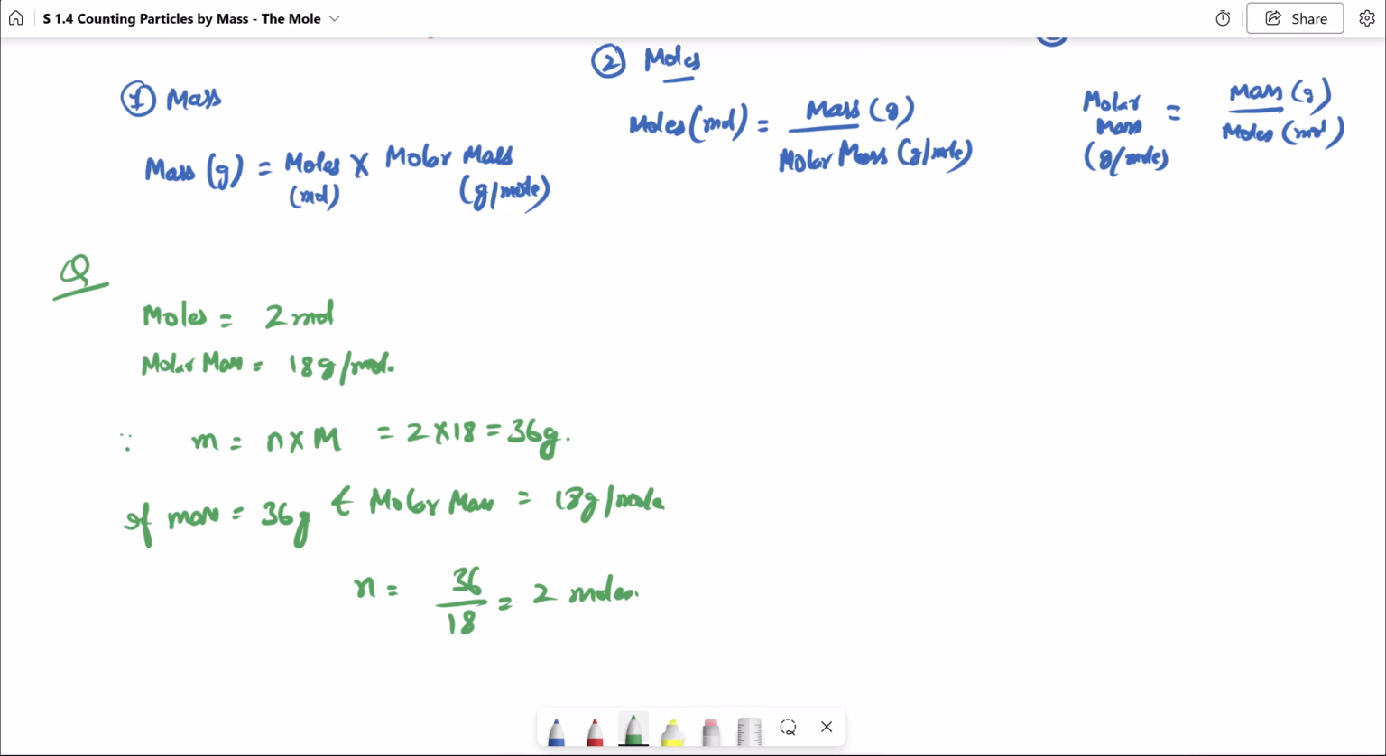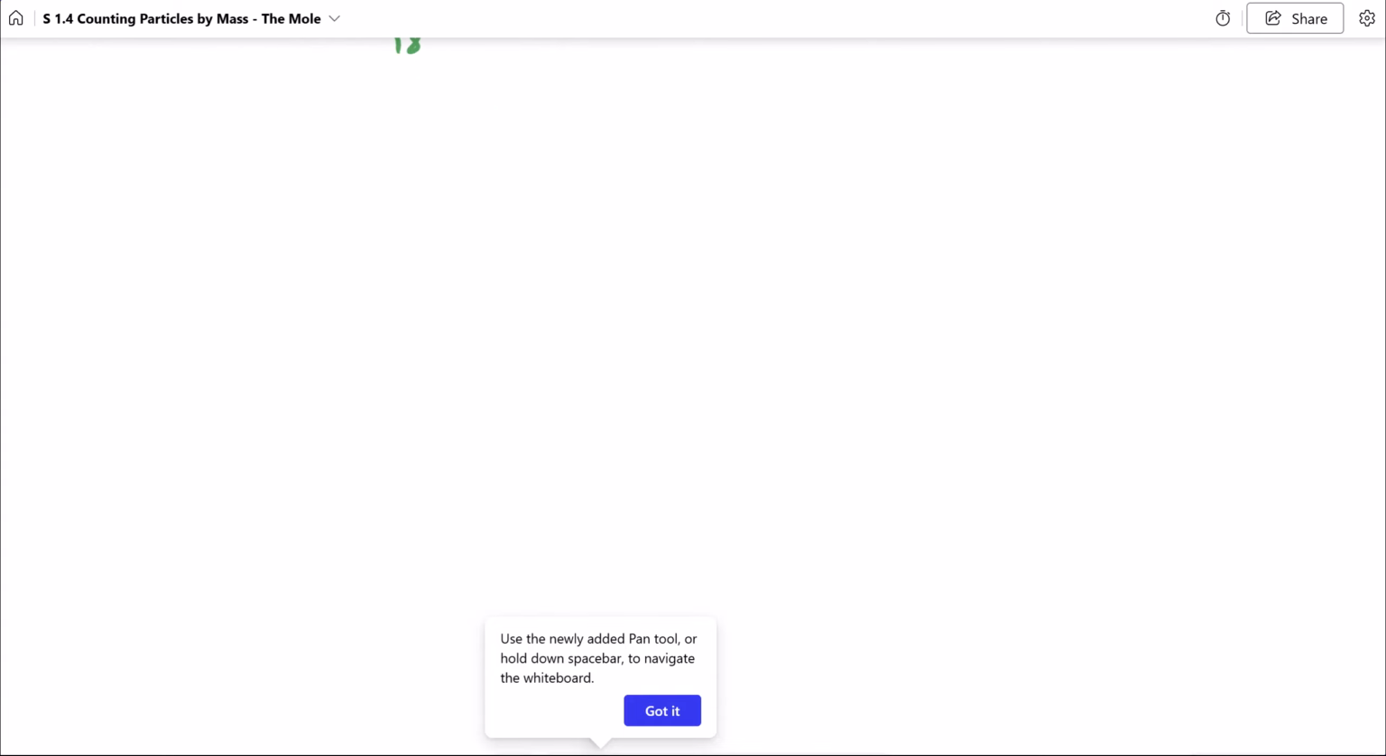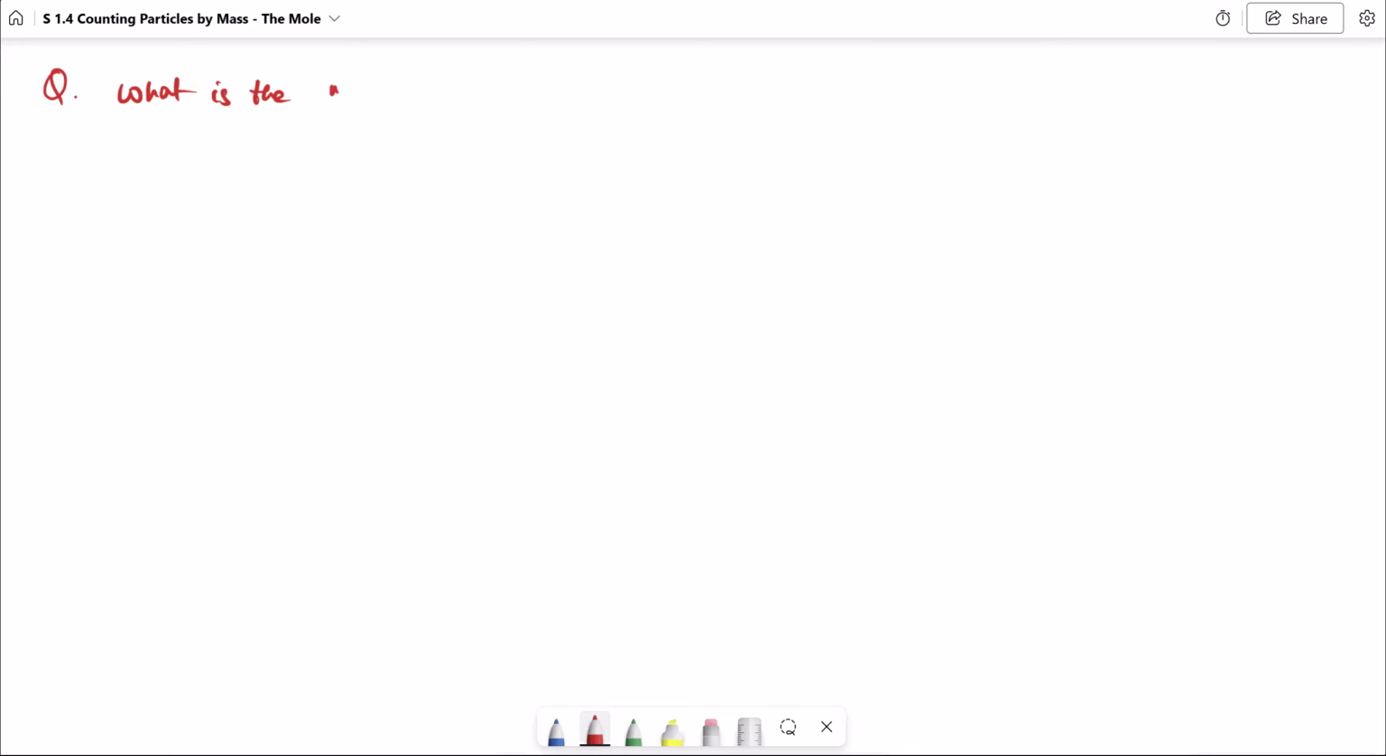Okay, so now let's see some questions. Let's say the question is, what is the mass of 0.250 moles of, let's say, zinc?